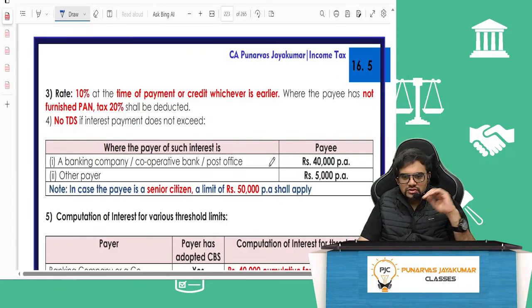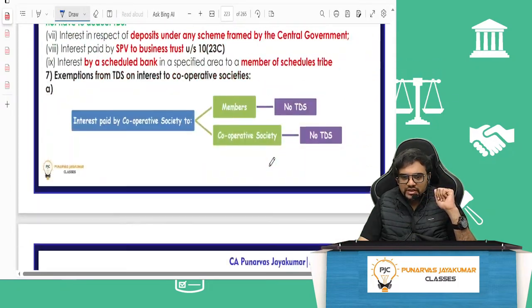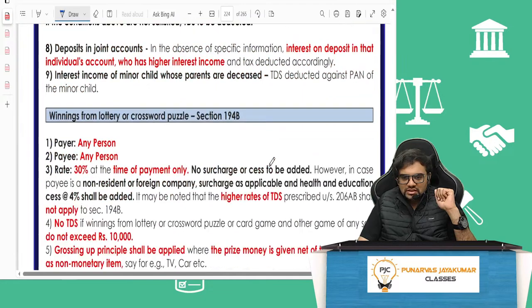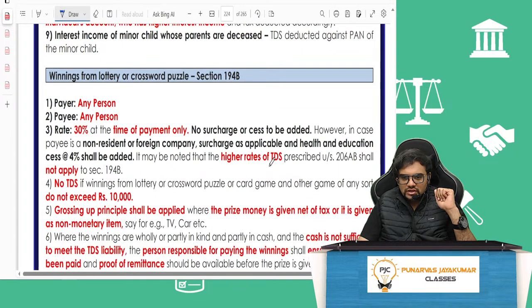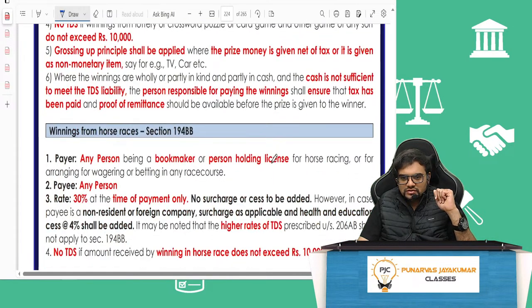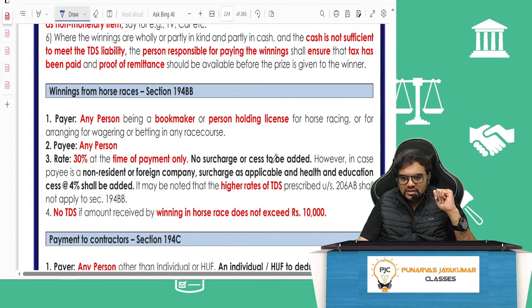194B and BB. One more interesting thing in 194B and BB: this will also include winnings from lottery and crossword puzzle. 194BB is for horse racing, or for arranging for wager or betting in any race course.